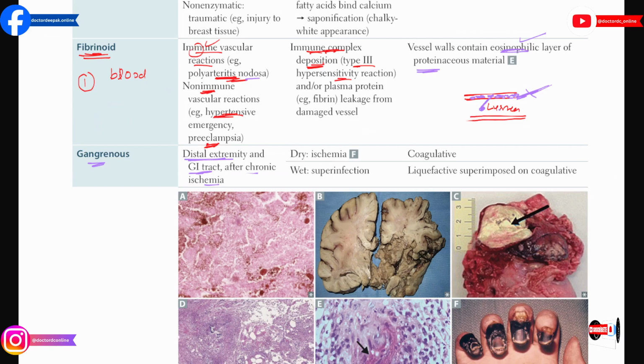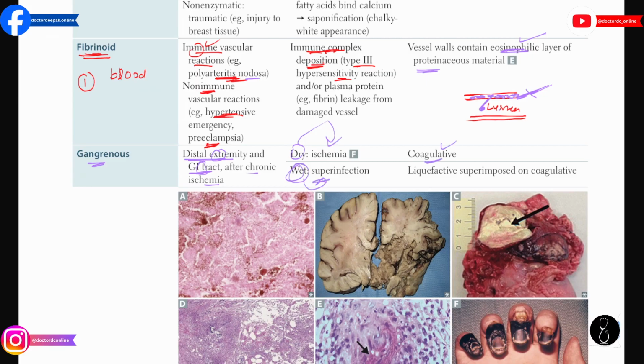In case of diabetes, if the person is chronically diabetic, you see that in a diabetic patient atherosclerosis is going to be more. That will lead to distal extremity or intestinal ischemia. So this is usually seen in those parts. Gangrenous necrosis is of two types. One is dry and one is wet. In dry, you will get the ischemia, but in wet, you will get superinfection. And dry gangrene is basically coagulative necrosis.